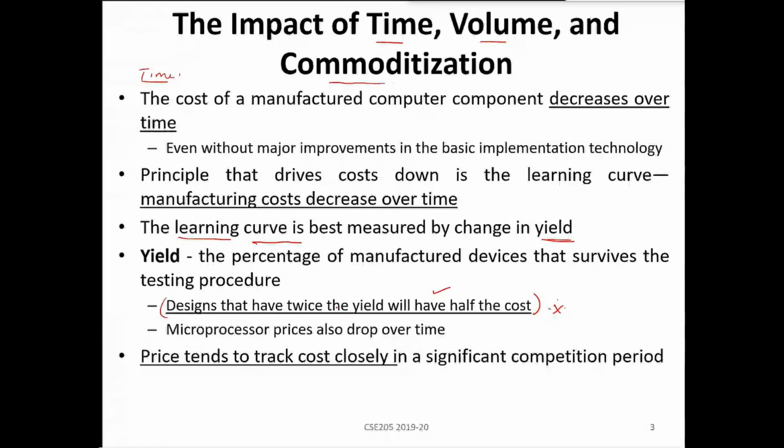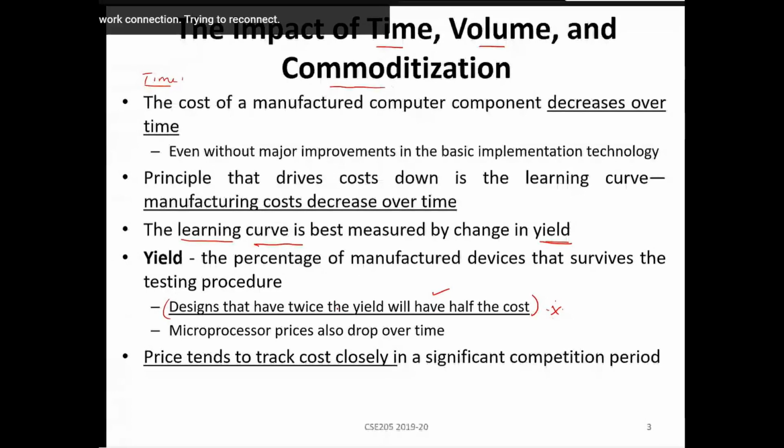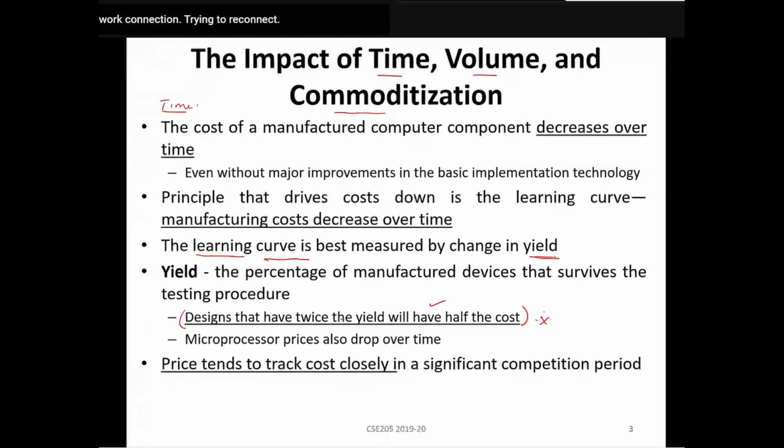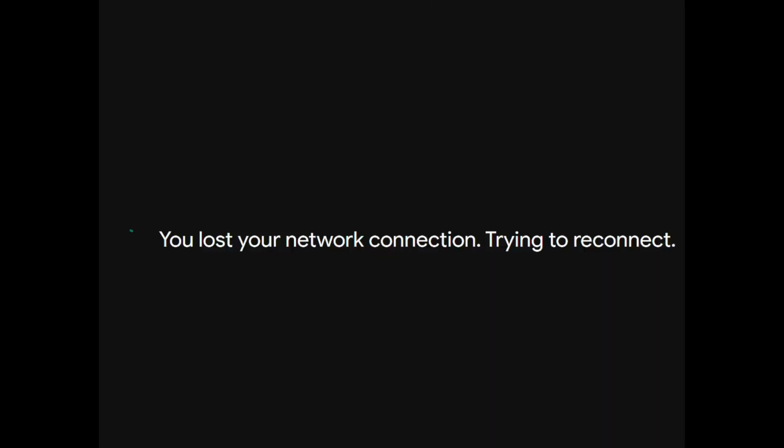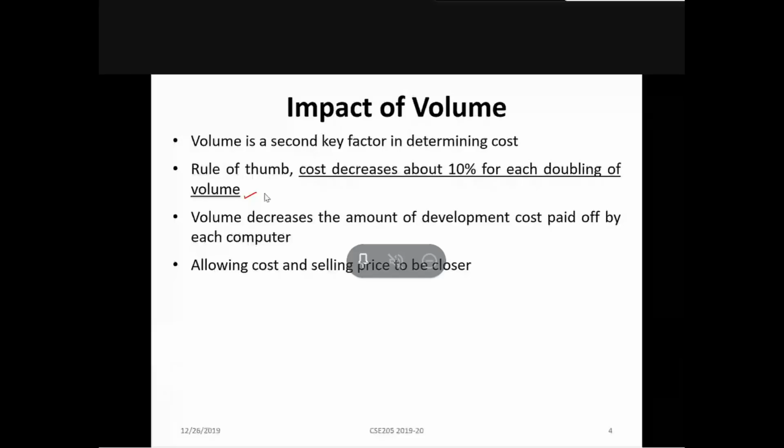The next one is the volume. Whenever you are designing any component in huge volume, the cost may be less. This is a rule of thumb, and it's quite common; we experience the same thing. When you purchase a single item, it may cost some amount, but if you purchase 4 or 5, there may be a reduction in cost. The same thing is applicable here also. The cost will decrease about 10% for each doubling of the volume. So this is the second important factor that decreases the cost.